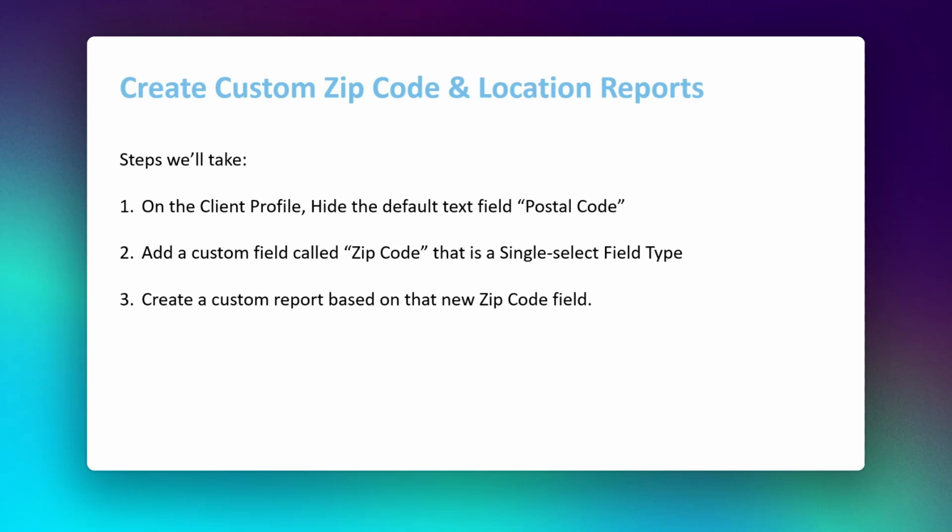So for this case management reporting tutorial, we'll use the postal code as an example. But of course, you could do this with other default location fields as well, such as county or city.